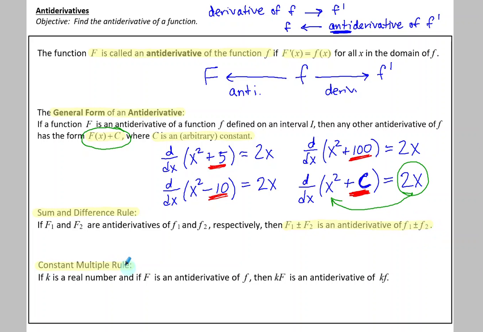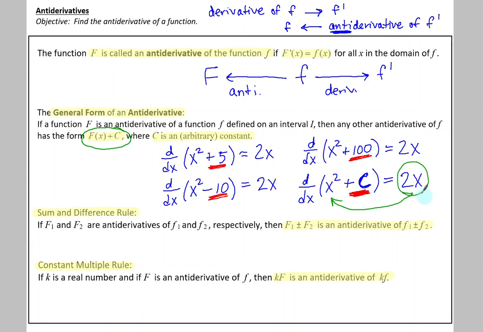Similarly, the constant multiple rule. If k is a real number, and if capital F is an antiderivative of lowercase f, then the constant multiple times F is an antiderivative of the constant multiple times lowercase f. Just like when we take derivatives, the constant multiple hangs out and gets multiplied to our derivative. Now it hangs out and gets multiplied to our antiderivative. Now when I take antiderivatives, what I like to try to ask myself is, what did the original function have to be that would give me this as a derivative?